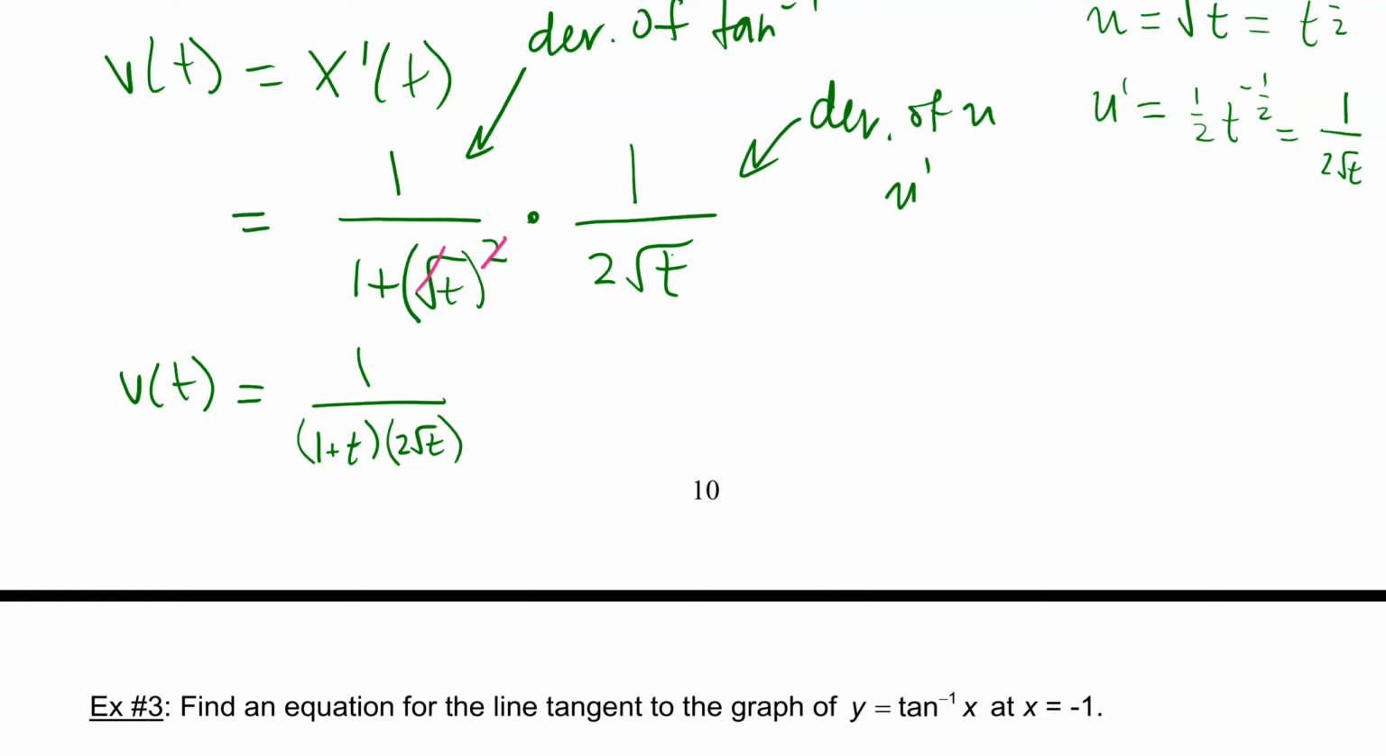Now, we didn't just ask for what's the velocity equation. We want the velocity at 16 seconds. So we got to plug in 16 for t. So I want v of 16. It's going to be 1 over 1 plus 16 times 2 times root 16.